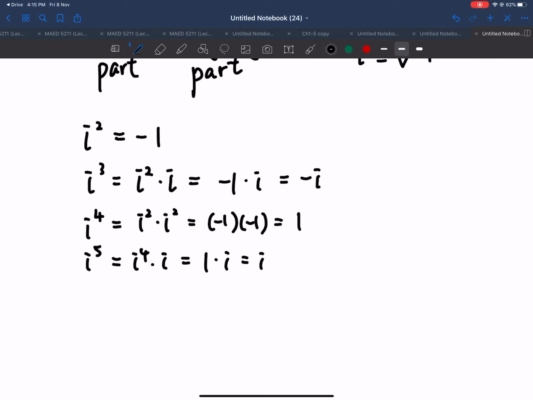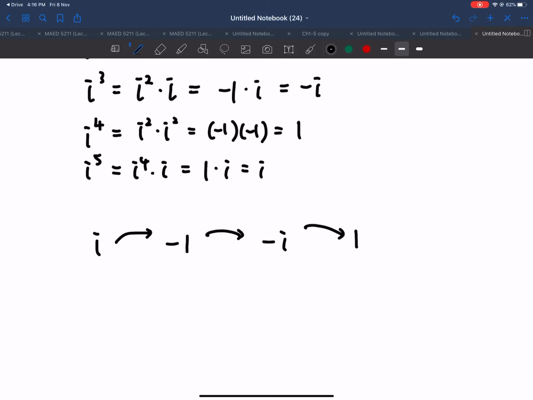So, how can you write it? So initially it's i, and then if you times i, you get -1, and then you get -i, and then you get 1, and then times i, and you get back i. So i times i equals to -1. And then times i equals to -i. And times i gives 1.